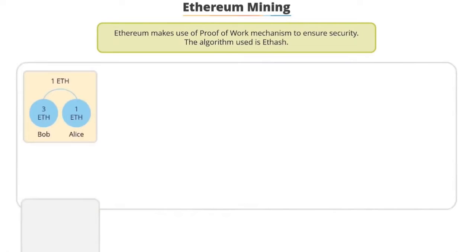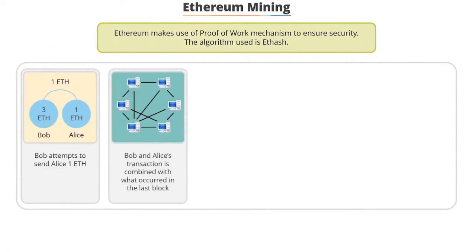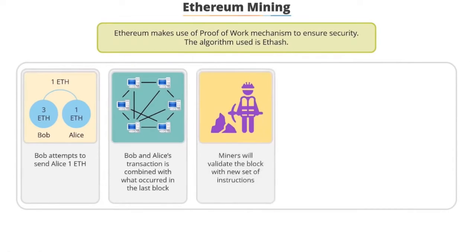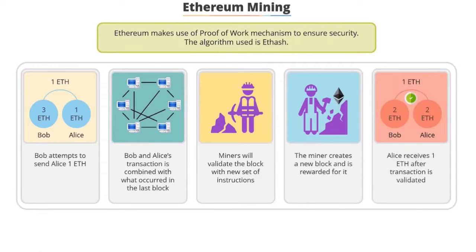First, Bob attempts to send Alice 1 ETH. Once Bob's transaction is initiated, it is combined with other transactions that have occurred in the last block. The miners will then validate the block with a new set of instructions. Once validated, the miner creates a new block and is rewarded for it. Thus, Alice receives 1 ETH after the transaction is validated.